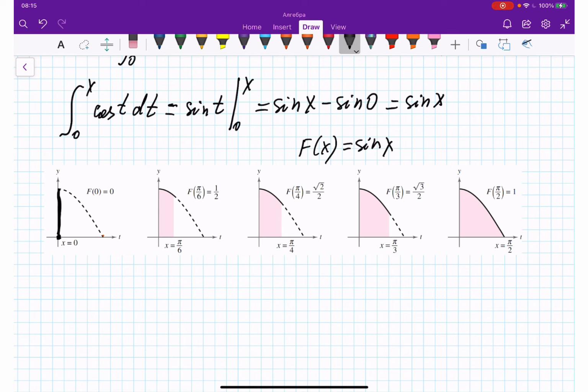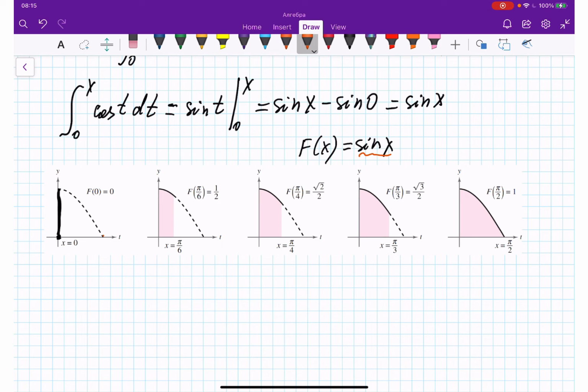It's this line, right? And why am I taking a vertical line, not a horizontal line? Because my F of x is equal to sine x. Sine x is represented by y, the vertical line. Cosine x is represented by the horizontal line, t in this case.